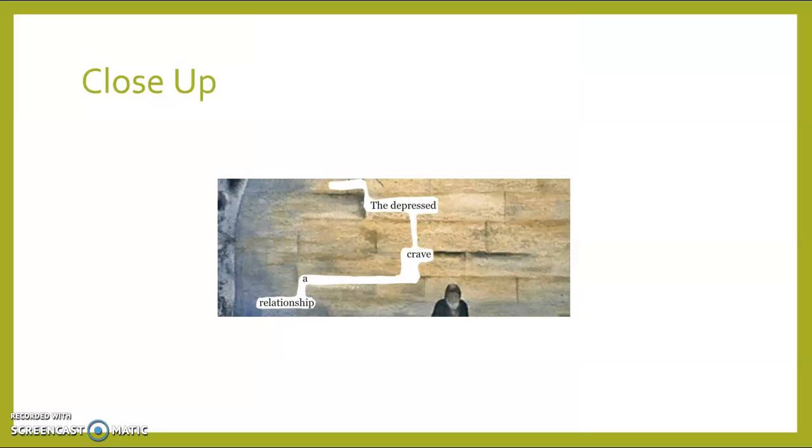Within my first close-up, I chose the chunk text, "The depressed crave a relationship." This was when I knew that I would be able to find something that represented the way Theodore felt in the beginning of the movie when he was lonely due to his recent breakup. It also shows the man sitting alone right beside the words, which was a key factor when choosing the image to insert for the background.